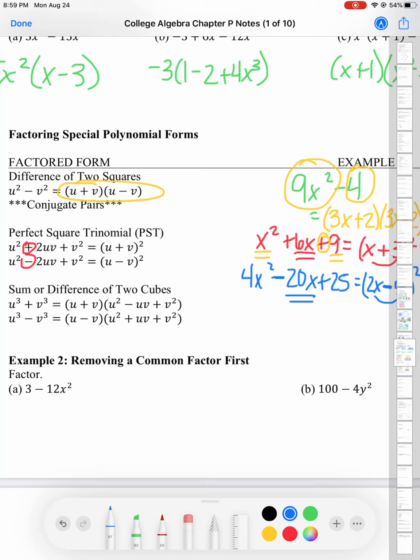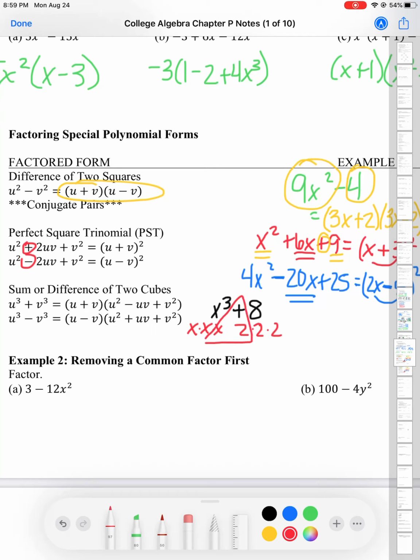Now I'm going to do the sum or difference of cubes. We did these last year. So let's say I have x cubed plus 8. I'm going to do a sum first. This is where we broke it down x times x times x and 2 times 2 times 2.